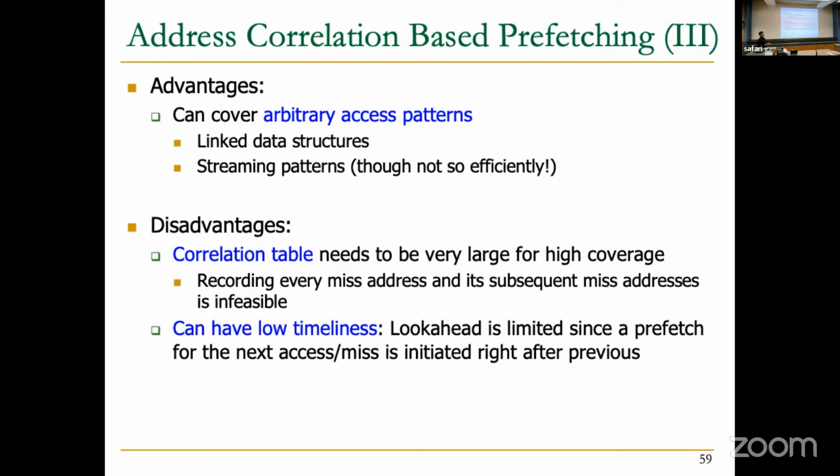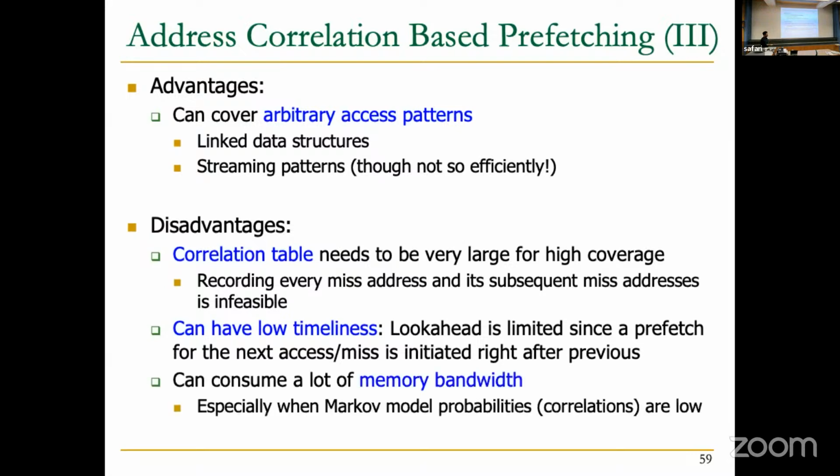Another limiter is that they can have low timeliness. Seeing A, if you're only going to prefetch the next one, which is B, then that's not timely, as we just said. How can you improve the timeliness? You can make the prefetcher more aggressive. You can say that not only do you have A followed by B, you can also prefetch B followed by D, D followed by F, and so on and so forth. But that might also consume a lot of memory bandwidth, especially when your probabilities are really low. So that creates a problem.